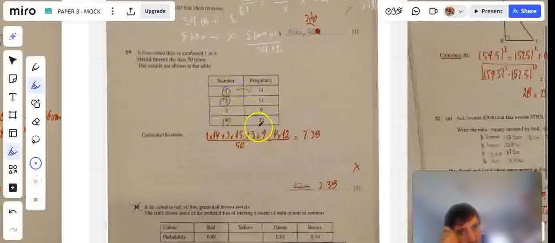Number and frequency. When you add all these together and you divide by 50, you have the mean, okay? So the mean is the product of the numbers of these values multiplied by the frequency of all of them, divided by 50. Why 50? Because it's the total frequency, okay? It's the total frequency.